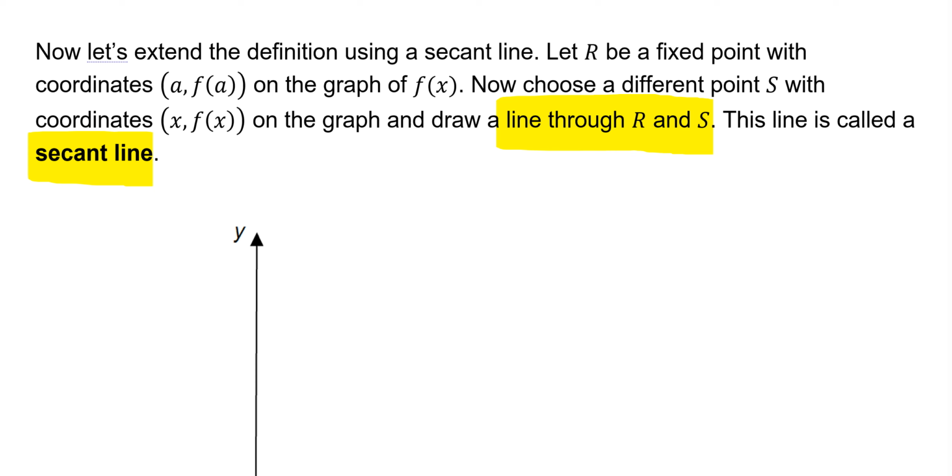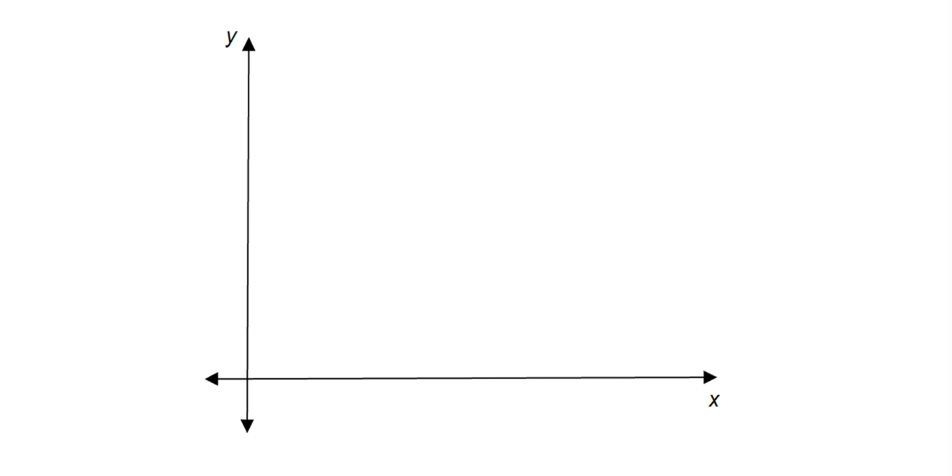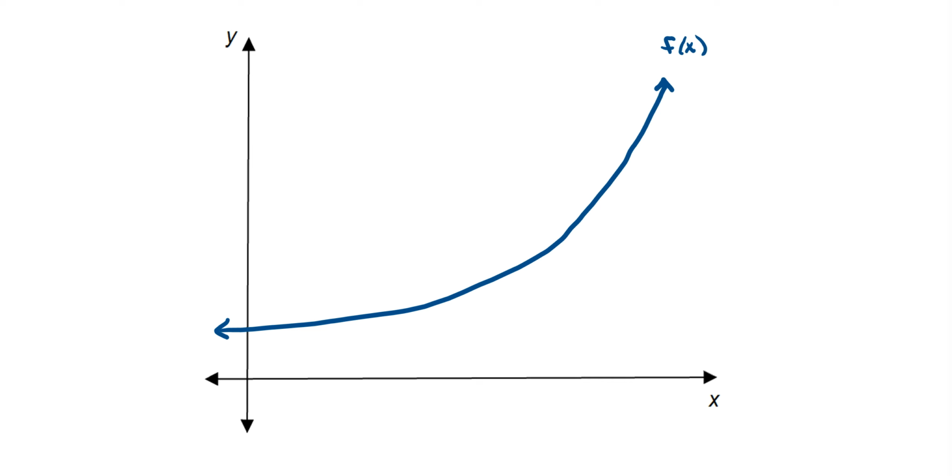Let's go ahead and take this. We're going to relate a secant line to a tangent line and how it relates to these calculus techniques. Let's say we have a function, and let's say the function looks something like this. And then let's say we have two points of interest. Let's say we have this point right here, which we're going to call R.